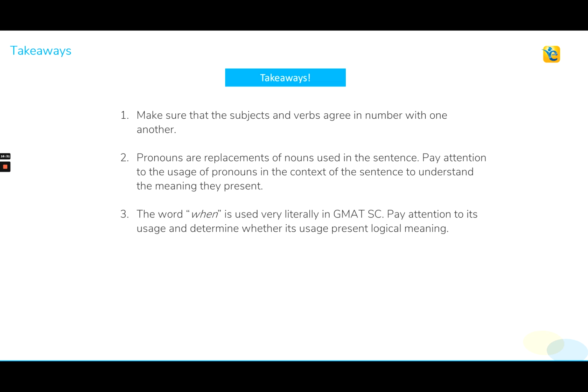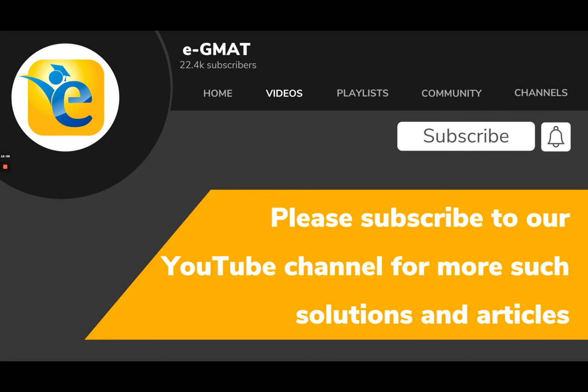Last but not the least, the word "when" is used very, very literally in GMAT SC. It presents a specific timing for an action. If that is what the author intends to communicate, then its usage will be correct. But if that is not the case, if the author is presenting generic information, as we saw in our energy use question, then definitely the usage will be wrong. All right, so that's about it for this question.